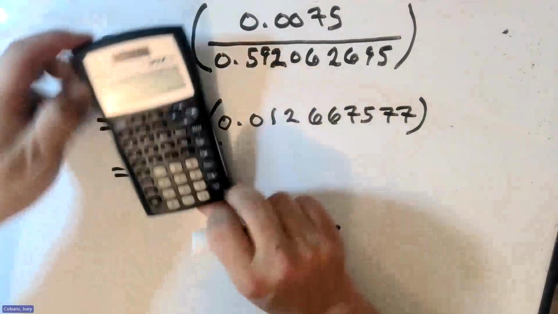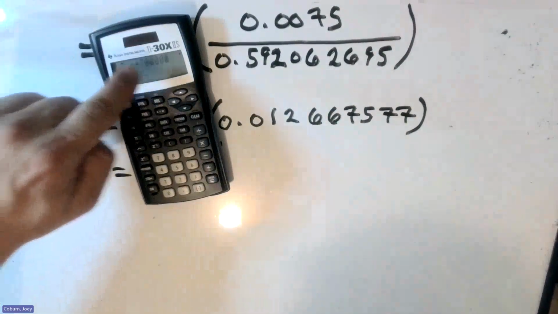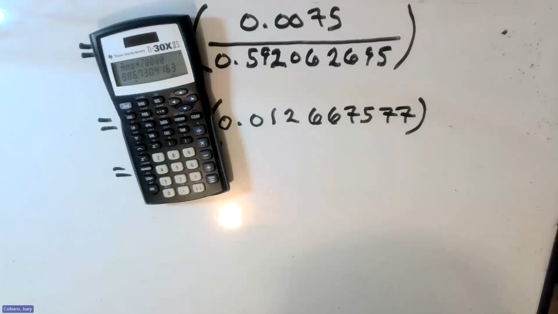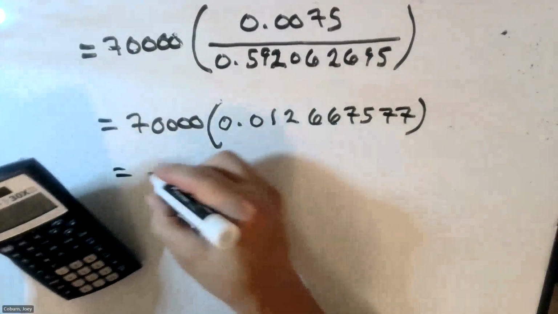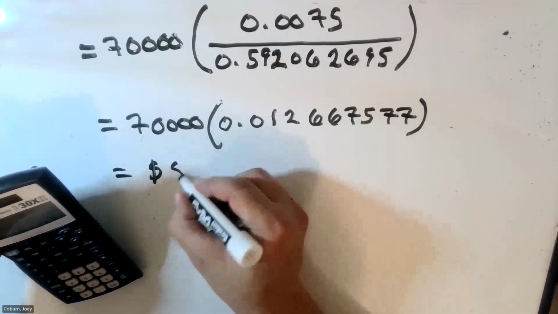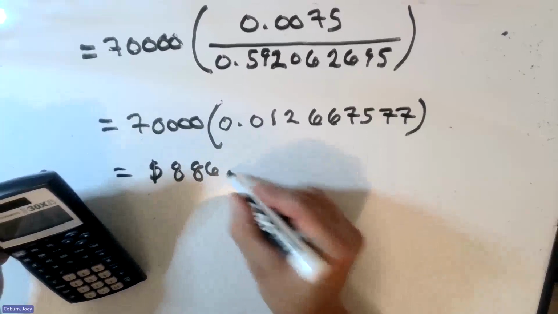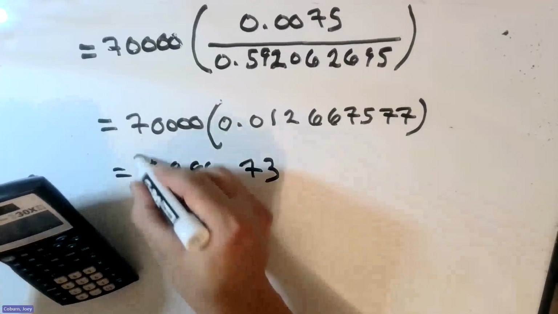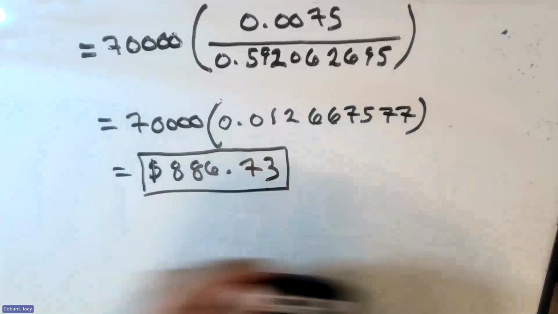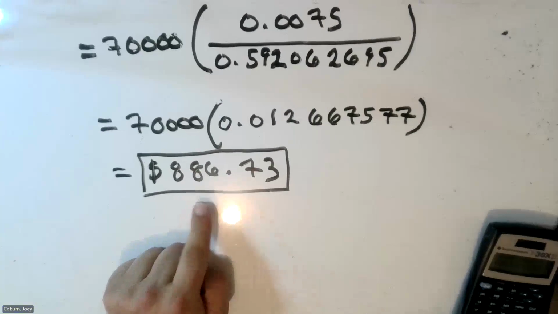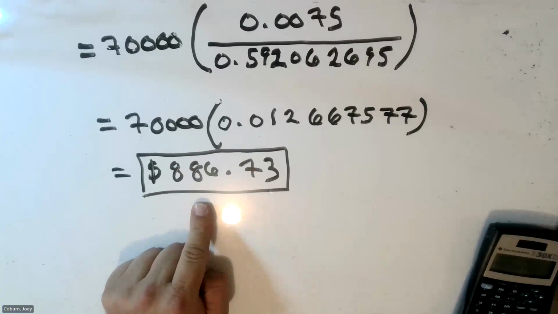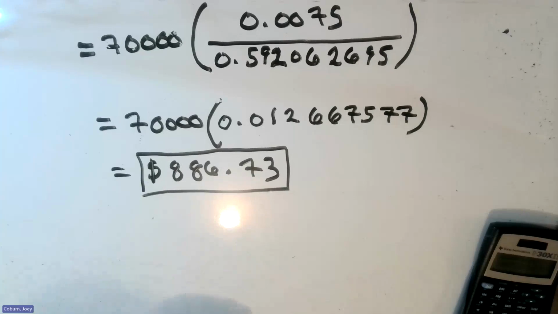Again, I'm using the previous number or answer times 70,000. And what it comes out to is $886.73. Finally, at the very end, we get this as the answer. So I'm going to put that off to the side. That's how much we're paying each month.